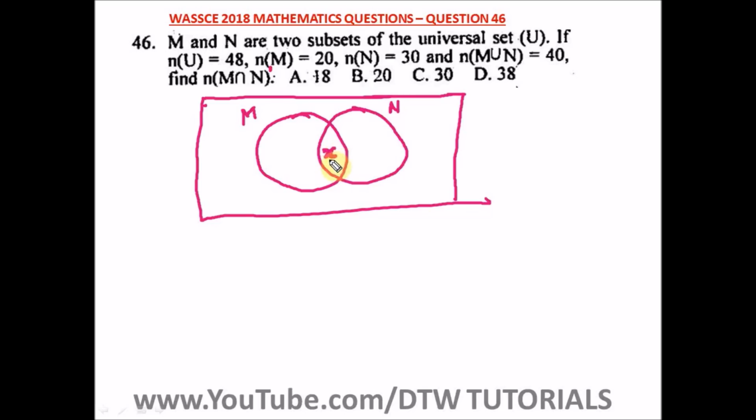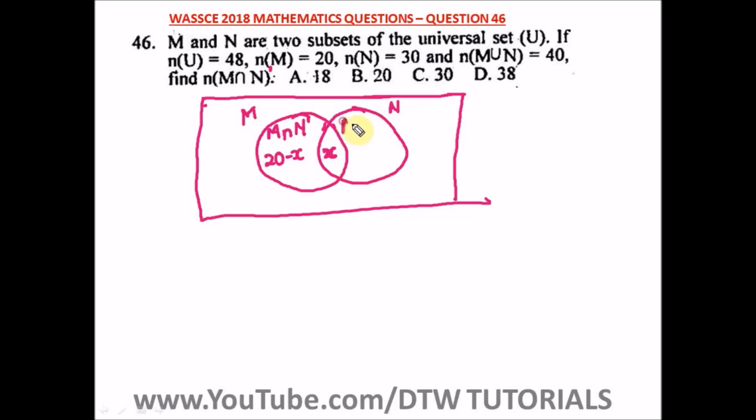So if this value is X, to get this side of M, that's from here to here, this shaded area, to get this side, which is M intersection N prime, and that will be what? Our M is 20, so it will be 20 minus X.